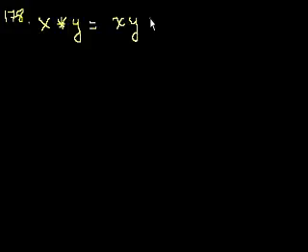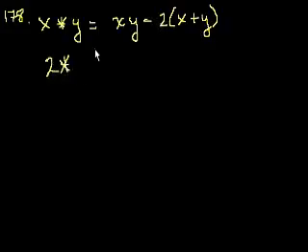Problem 178. If x star y is equal to xy minus 2 times x plus y, for all integers x and y, then what does 2 star minus 3 equal? So here we essentially just have to do pattern matching. Everywhere where we see an x here, we substitute with 2, and everywhere where we see a y, we substitute with minus 3. And just to be clear, this isn't an equal, that's a minus right there.